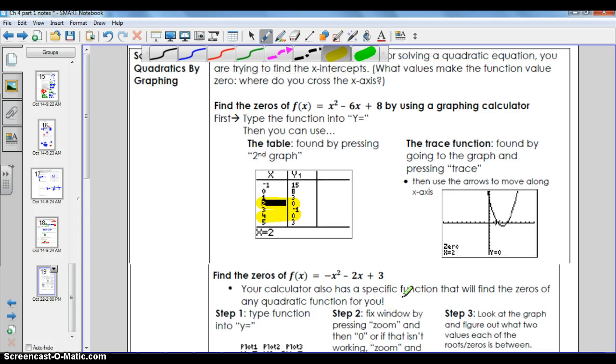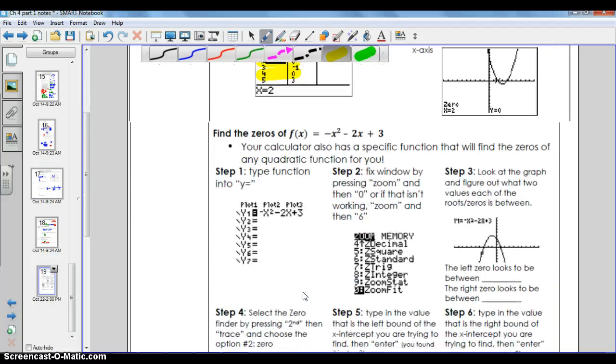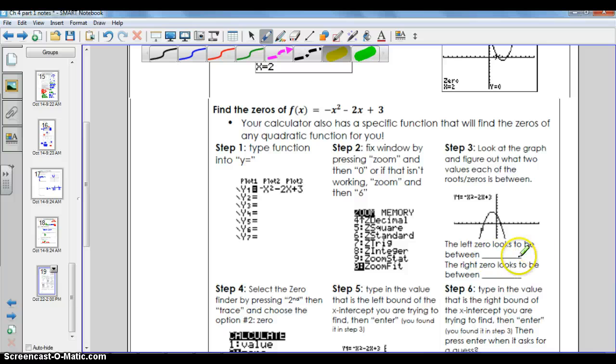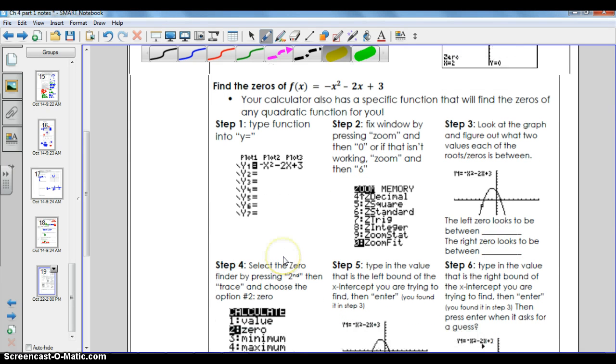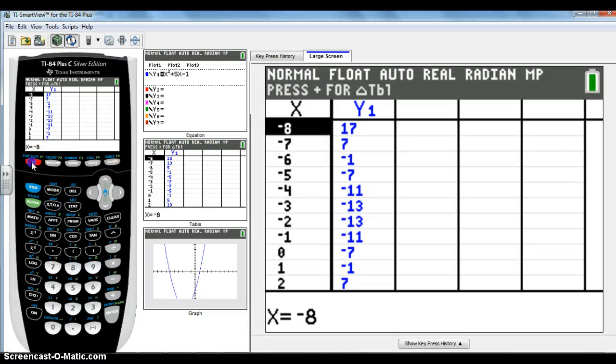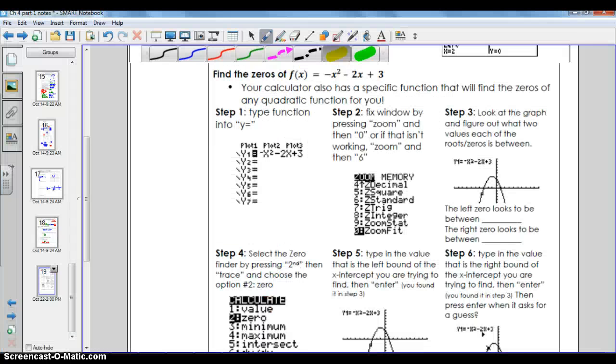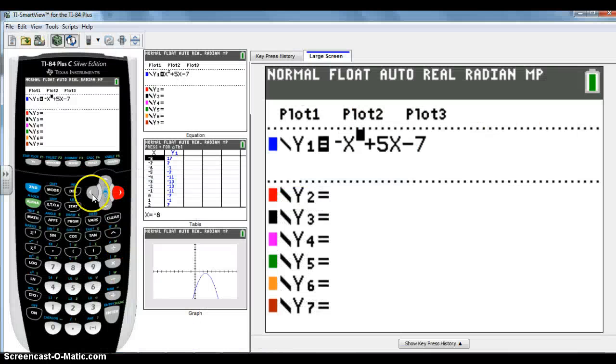So let's go ahead and do that one. Actually, we'll do this one. It looks like we've got some blanks here. Let's take a look at this one. So -x squared minus 2x plus 3. So go to, again, your y equals. And we want to type in -x squared minus 2x plus 3.